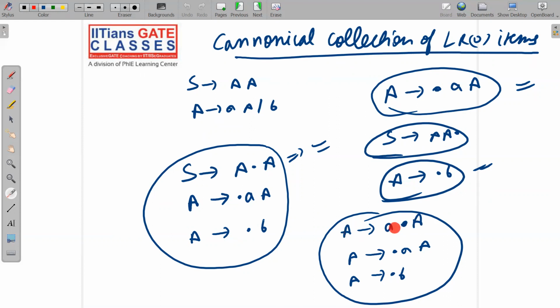And see here, A goes to A dot A. The dot is present in the beginning of A, so I will add all A productions with the dot in the beginning. This is the grammar, from this I am writing. Now it entirely becomes the canonical collection of LR0 items. So finally, this, this, and this are all canonical collections. I hope I have made the point clear to all of you.